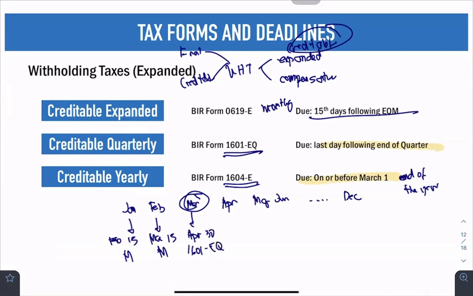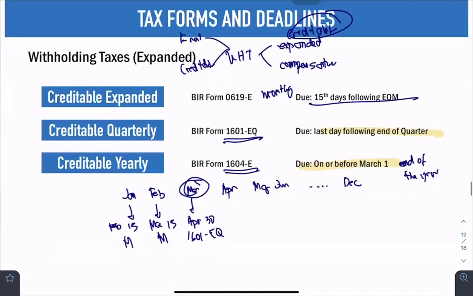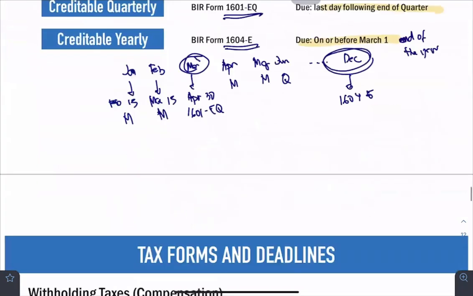And then that is how you will file. So again, here on April monthly, May monthly, June, you use quarterly. For December, this is already the annual period. Then you will now use your 1604E. Okay, 1604E. So for expanded, we have three returns: monthly, quarterly, and yearly.